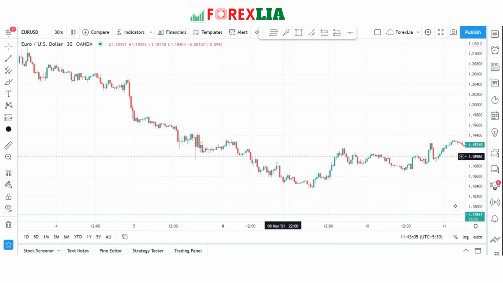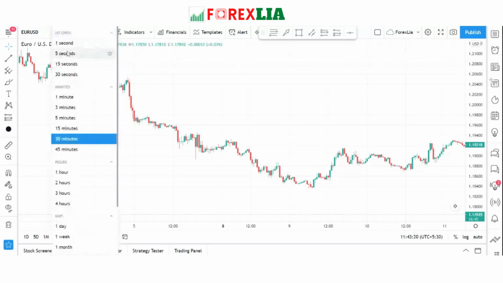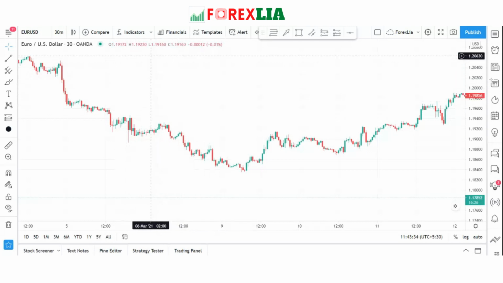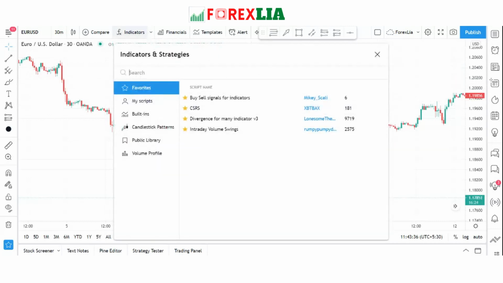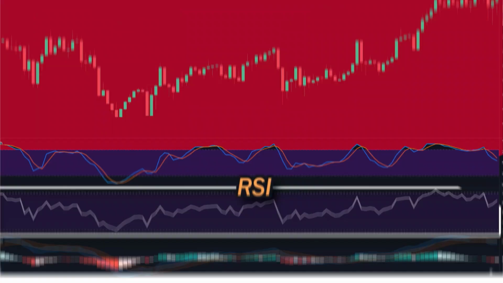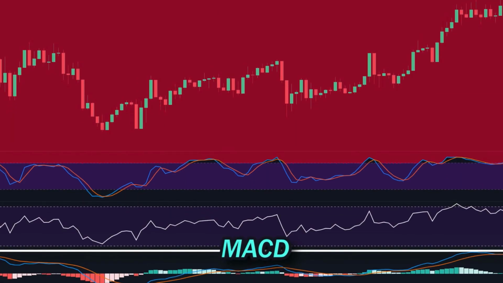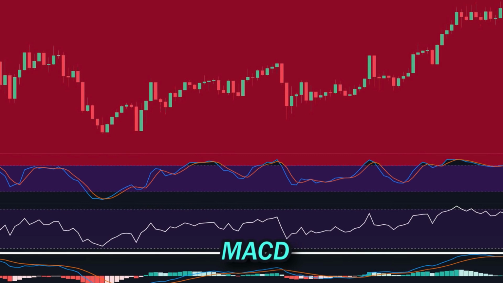Today I am going to share with you the best trading strategy. We open EUR/USD in the M30 time frame. In this strategy we are using a combination of three indicators: the Stochastic, RSI, and MACD. First, let's start with the Stochastic because that will generate our main entry signal.